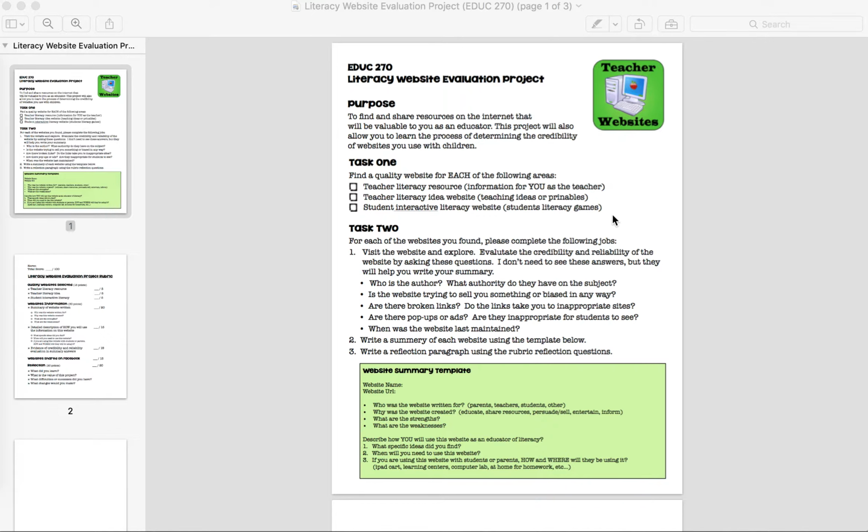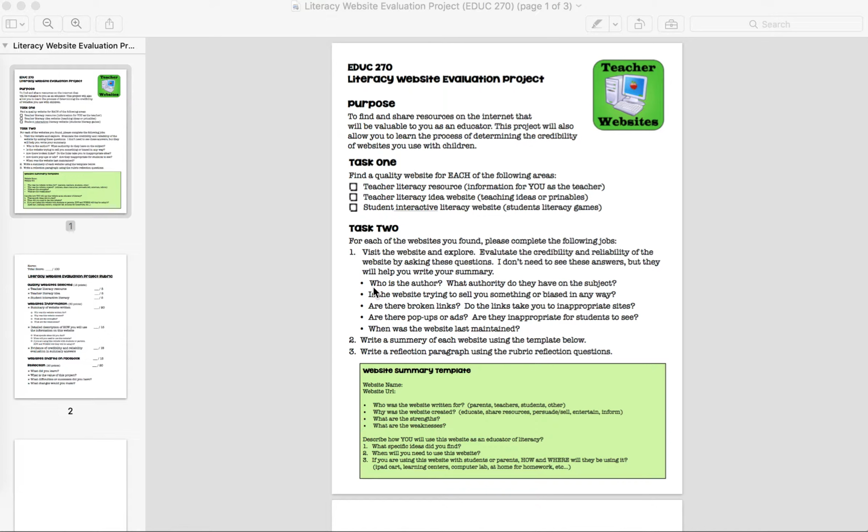Then once you have 3 resources, 3 websites, for each website, you're going to complete task 2. This is how task 2 works. You're going to go to the website and you're going to look at the website very closely for credibility and reliability. And you basically are going to play around with it and explore it. Now, I have several questions listed right here in the bullets, and those questions are going to kind of guide you to evaluate the credibility and the reliability, but I don't need you to write down those answers for me. You may end up using some of the information in your summary below, though.